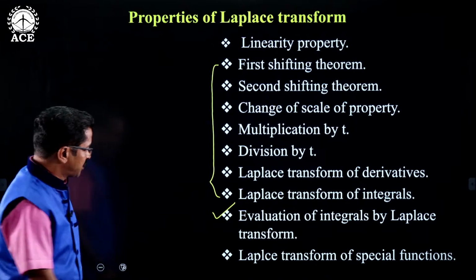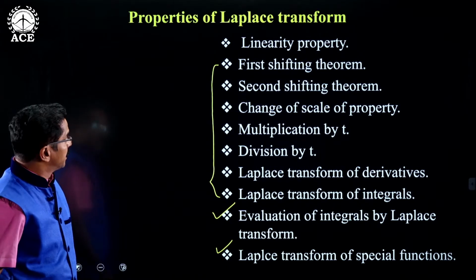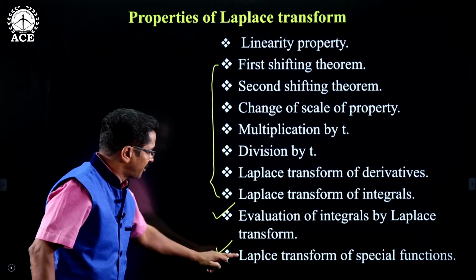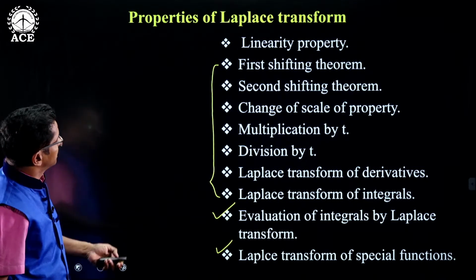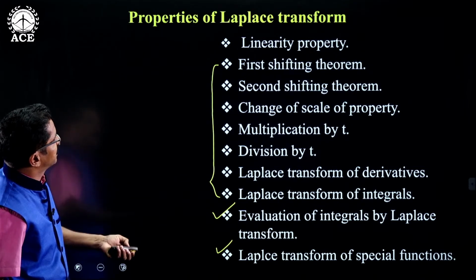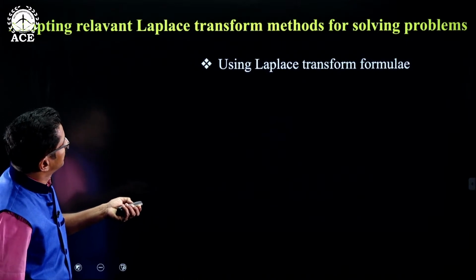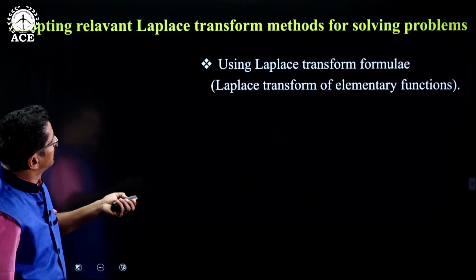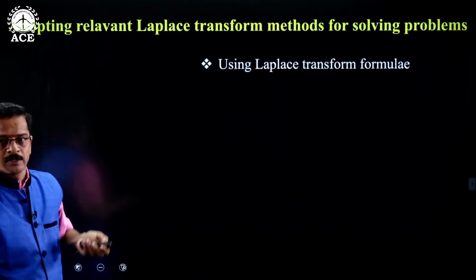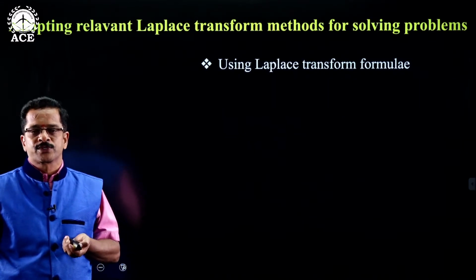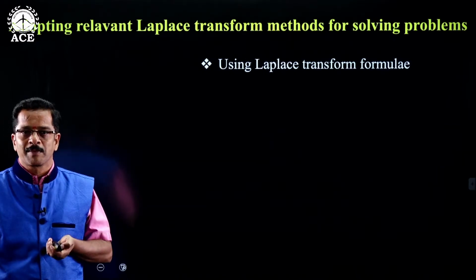So on Laplace transform of special functions, they also ask questions. The second shifting theorem and special functions have some small relation, which we will see further. Next, the linearity property, on which we used these things here. How do we adopt methods for solving problems under Laplace transform?